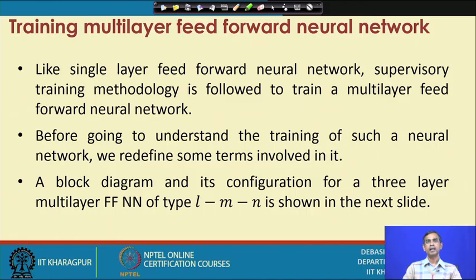Now, before going to discuss training the multi-layer feed forward neural network, for simplicity of discussion, we will consider a multi-layer feed forward neural network with the configuration L-M-N, called the LMN network. It is basically a 3-layer feed forward neural network, where L is the number of neurons in the first layer, M denotes the number of neurons in the hidden layer, and N is the number of neurons in the output layer. In other words, the LMN network is a network with L inputs and N outputs.